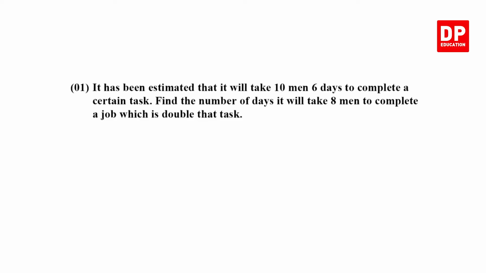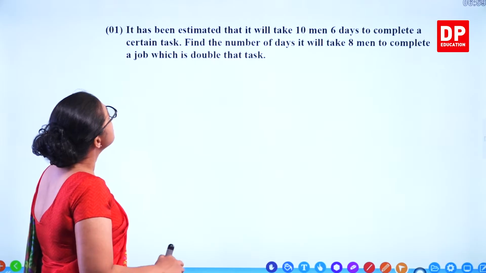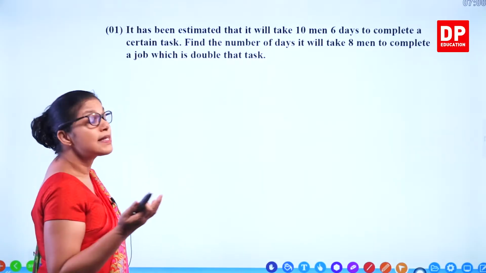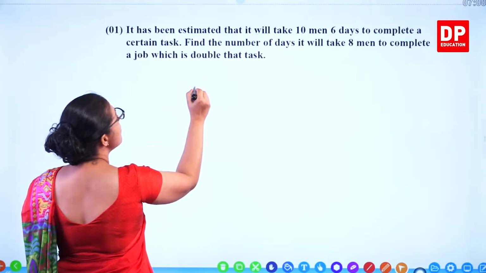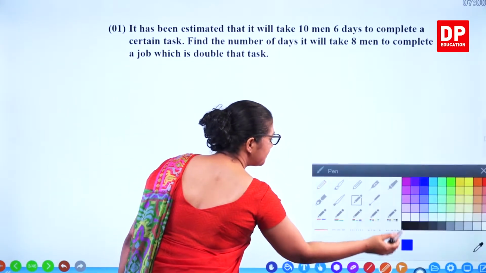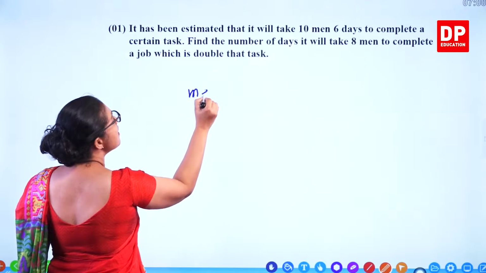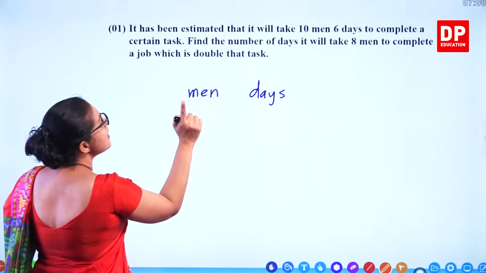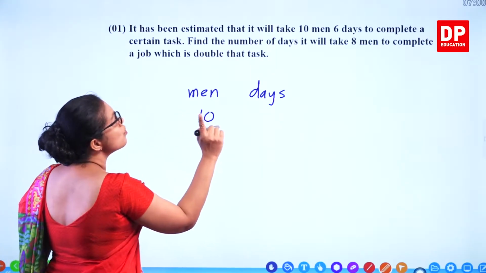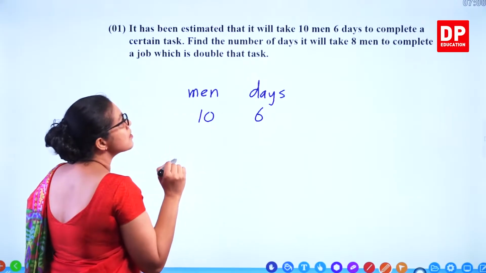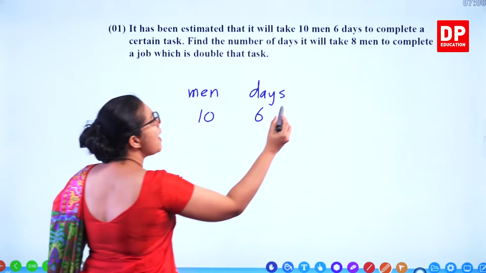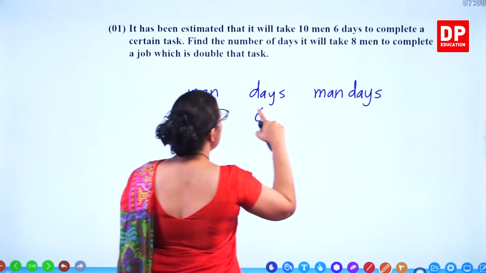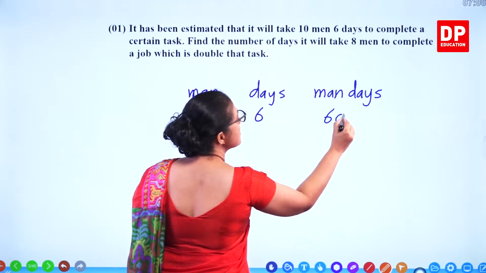We'll do the first few questions. Question number 1. It has been estimated that it will take 10 men 6 days to complete a certain task. It's easy when you write all this information: men and days. It takes 10 men to complete a task within 6 days. So how many man days are needed? Man days, we multiply 10 times 6, 60.